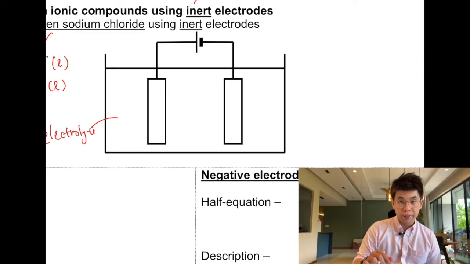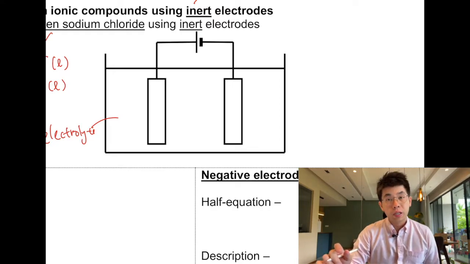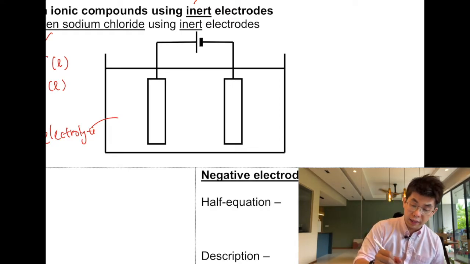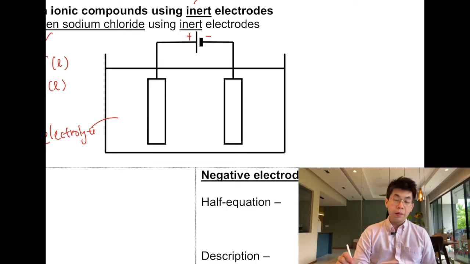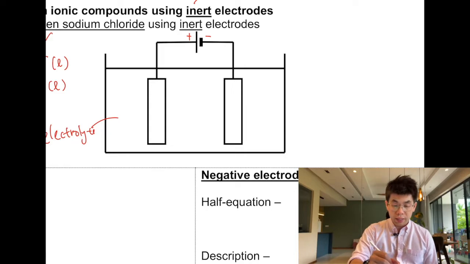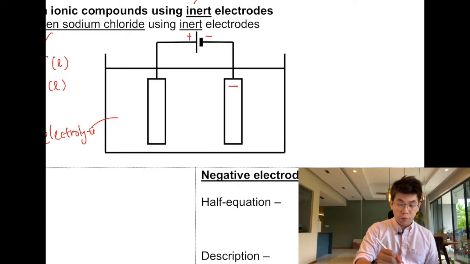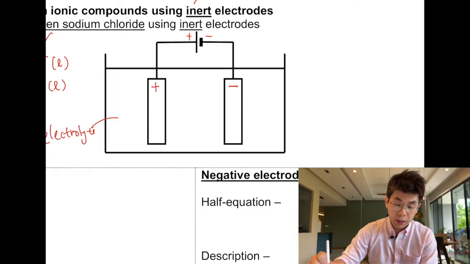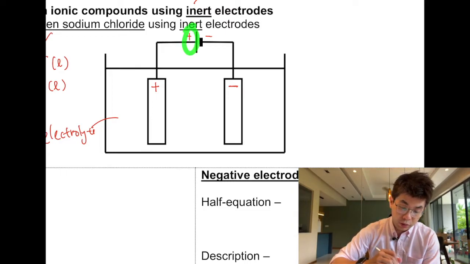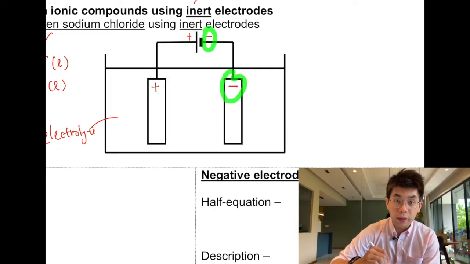So when I look at my setup, I must first label the battery. We must always remember from our lower sec science that the longer terminal is the positive, the shorter terminal is negative. Okay, that's the first step. Label the battery, step number 1. After that, we need to label the electrode. If this is negative, this will also be negative. If this is positive, this electrode must also be positive. So battery positive connected to electrode positive. Battery negative connected to electrode negative.